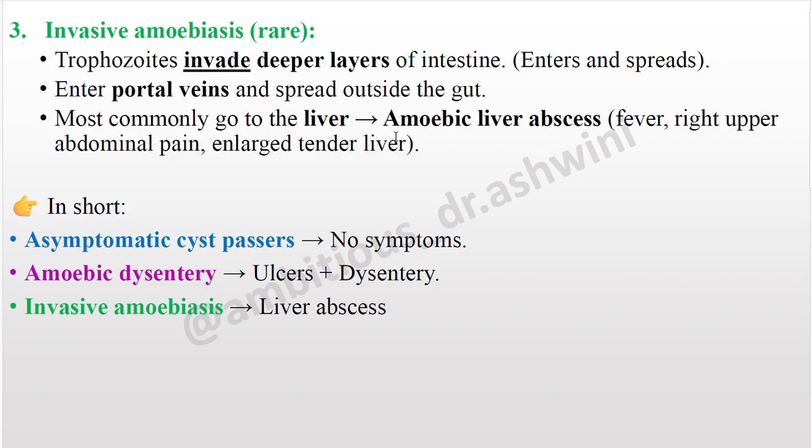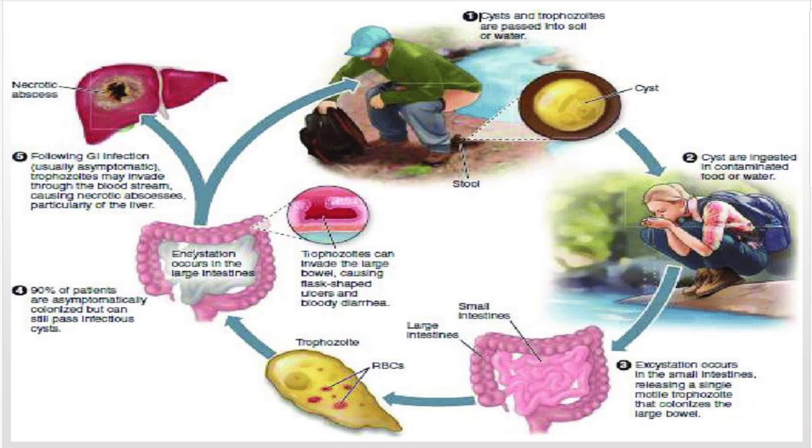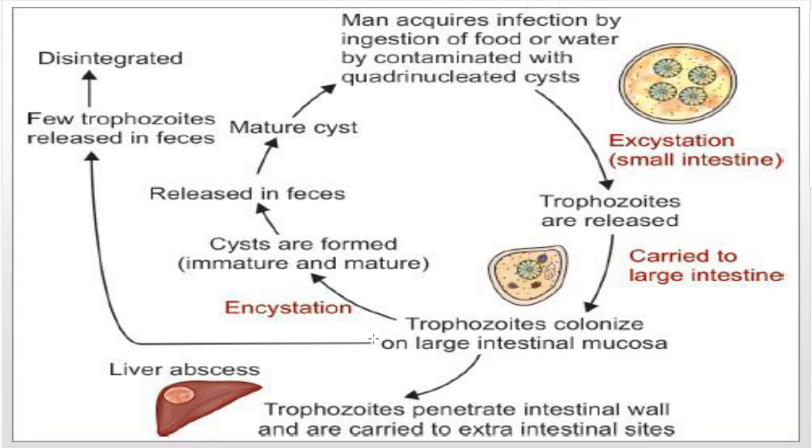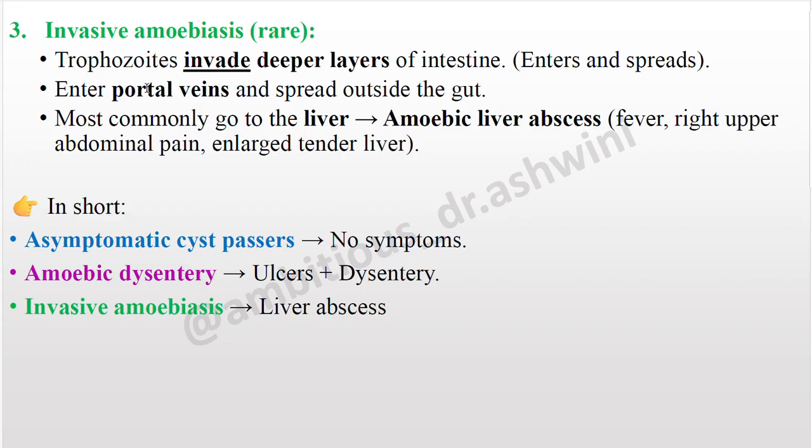So you can see here, from here it goes here, and the necrotic abscess forms in the liver. You can see here, from here the colonies happen, and after making the colonies, trophozoites penetrate the intestinal wall and are carried to extraintestinal sites and form the liver abscess. And again some of the colonies, few trophozoites release in feces and disintegration happens. So in short, asymptomatic cyst passers have no symptoms. Amoebic dysentery has ulcers plus dysentery, and invasive amoebiasis forms the liver abscess.